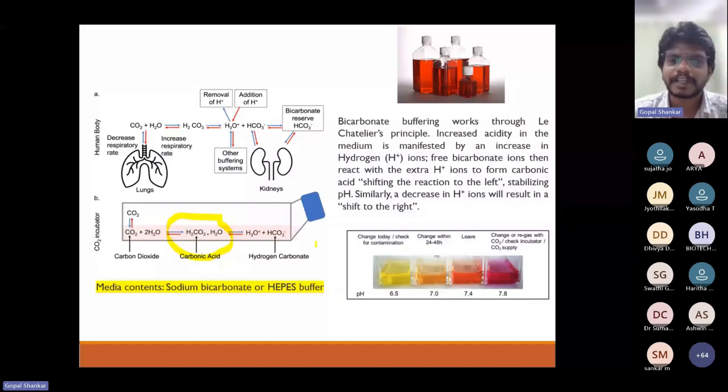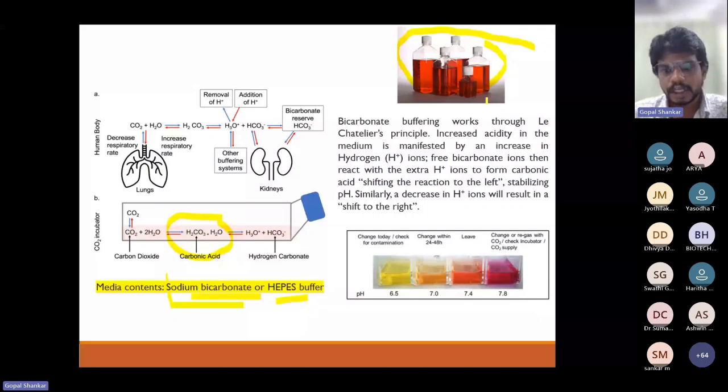So to maintain this buffering system in your cells, you need a buffer. A buffer is basically a chemical that will resist changes in your pH. Okay. So here in your media, usually you have these 2 buffers, either sodium bicarbonate or HEPES buffer. So what will happen is that you see here, most of the time, your cell culture media is red in color. This is a pH indicator which is provided by phenol red. So when the media is going on an acidic scale, the color of the media will change.